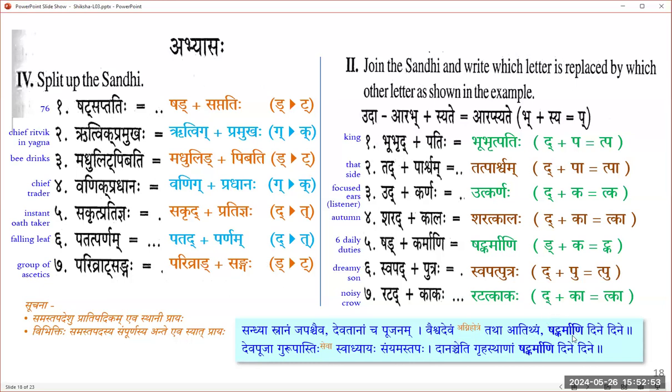So one set of six karmas are Sandhya Vandanam, Snanam, every day in the morning, evening, sometimes Snanam, Japaha, Japa Tapaha, Devatanam Pujanam, the act of worship, and then Agnihotram is called Vaishvadevam. Then Atithyam, taking care of the guest. So beautiful, right? 1, 2, 3, 4, 5, 6 list.